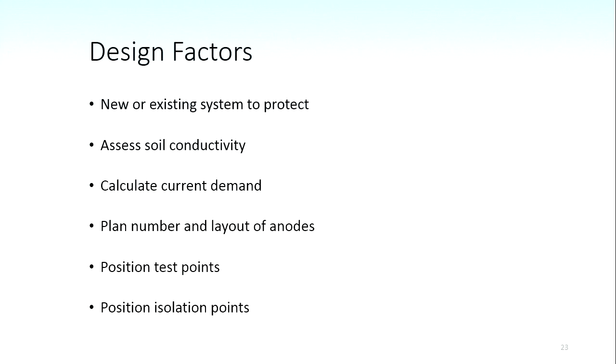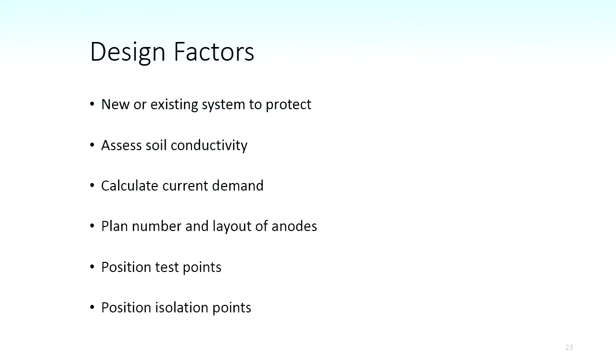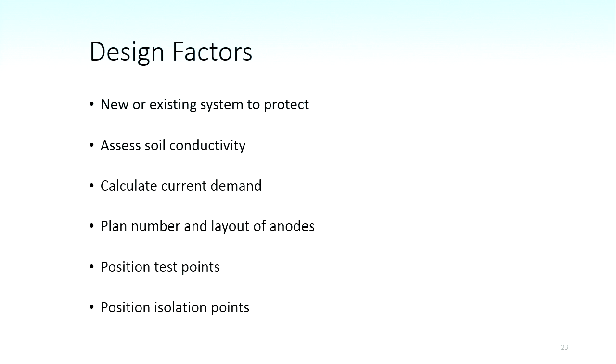So I guess the first thing is to decide what system we're going to use, and more often than not we're going to use impressed current in onshore systems and sacrificial anode in offshore systems, but there are some parameters that you need to think about.